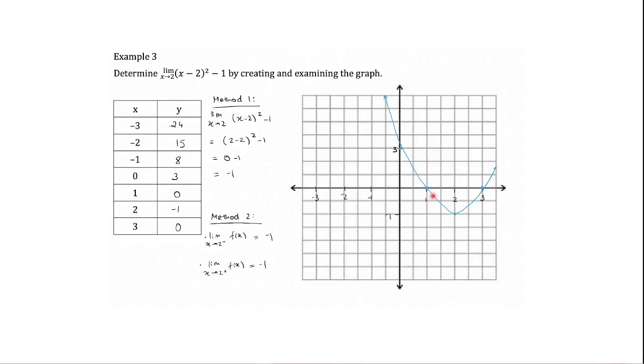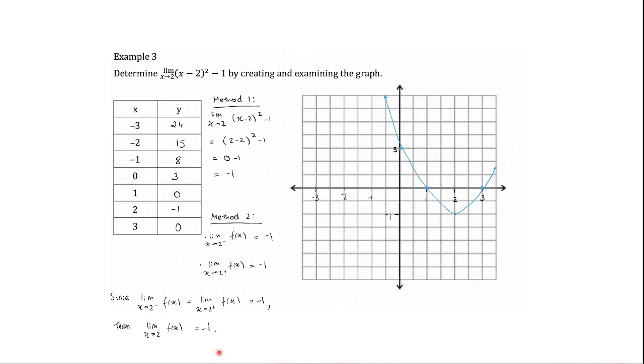And now here what we have is that since the limit from the left is equal to the limit from the right, which is equal to -1, then we have that the limit itself is equal to -1. Okay? So this is an example where we don't have any holes or any asymptotes, and so we are able to just take the limit directly.